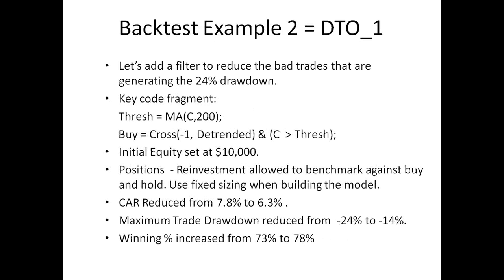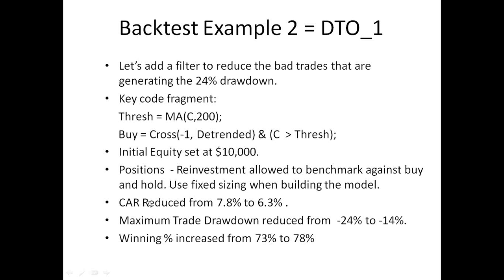Second example we're going to do is to try and work on how to filter the bad trades out that generate that 24% drawdown. So the goal would be to use some sort of filter. I'm going to pick the most basic one that I think we all know, which is a 200-day moving average. And I'm going to add that to the buy rule. So we'll use the same oscillator, but we're just going to make sure that the close is greater than the threshold. Same assumptions in terms of equity.